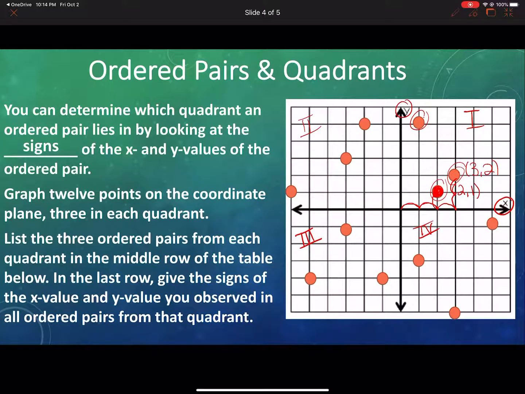And if you move the other way, so this way, you're counting negative. Same with the y-axis. If you move up, you're counting positive. If you move down, you're counting negative. So pause this video and find the ordered pairs for each of these 12 points. And then come back and we'll see how you did.